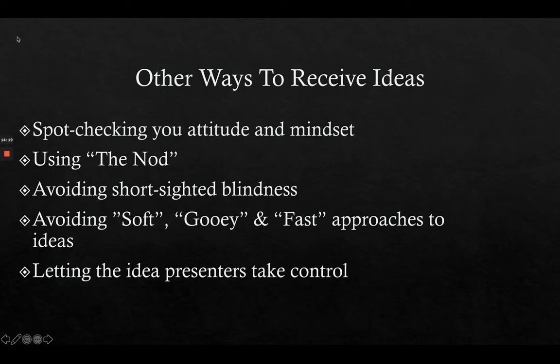Other methods of how to receive ideas from other people that Sam Harrison covers are spot checking your attitude and mindset before accessing ideas, using the knob when first hearing ideas, avoiding short-sighted blindness by examining the then and there in order to help you visualize the future value of someone's ideas, avoiding soft or risk-free, gooey or self-serving, and fast or on-the-spot approaches to ideas, letting the ones presenting ideas take control in deciding which details will make big differences in their creative endeavors in order to keep them alive, and providing constructive and civil critiques.